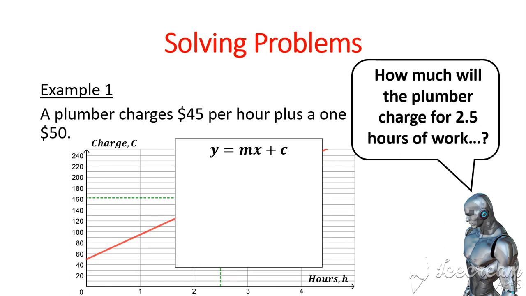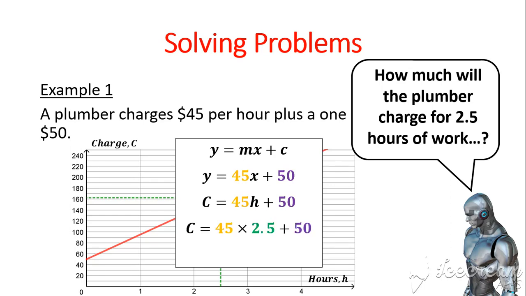Right, we know the formula y is equal to mx plus c for straight line graphs, and we can replace m with 45 and c with 50 because m is the gradient, which is $45 for every 1 hour. So we rise 45 and run 1 hour, and c is 50. That's where the graph crosses over the y-axis. And remember, I'm just going to replace y with c for charge and x with h for hours.